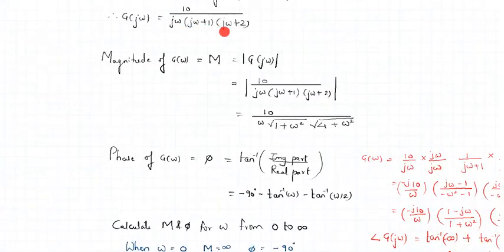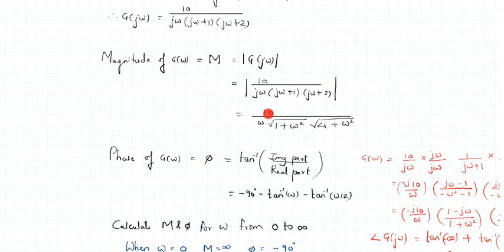Now we'll find the magnitude of it. Magnitude of the numerator, it's a real term, it remains the same. Let us find the magnitude of each of these terms. So mod of 1 by mod of j omega simply becomes omega. Mod of j omega plus 1 becomes square root of real part square plus imaginary part square. So we get square root of 1 plus omega square. Similarly, mod of this term becomes square root of 4 plus omega square. So this is the magnitude for the given transfer function.